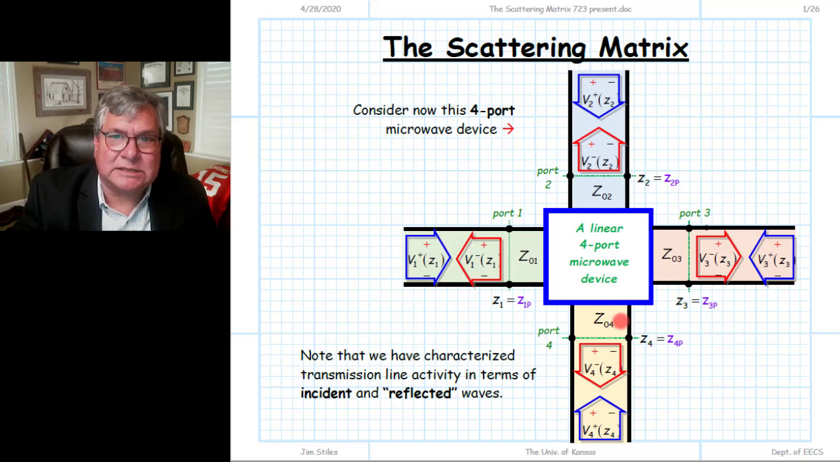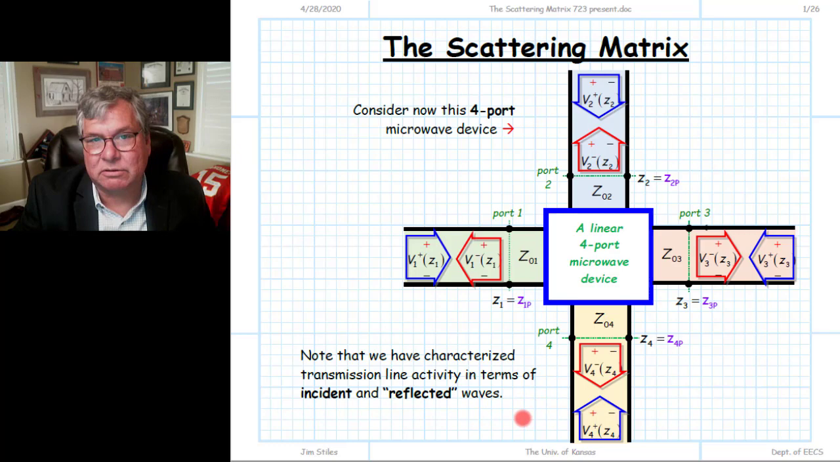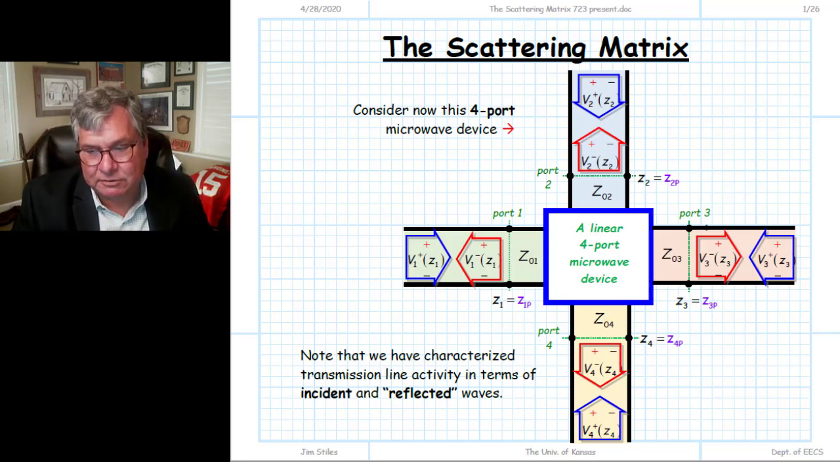What we're going to do to characterize this is consider then the 2 propagating waves along these transmission lines. And so there is a plus going wave, which is incident on port 1, and a minus going wave, which is exiting or reflected or scattered from port 1. And so that's what we have. We have incident waves on each of the ports, and we have scattered waves that come out each of the ports. So we're going to go through and characterize the device based on these incident and scattered or reflected waves.